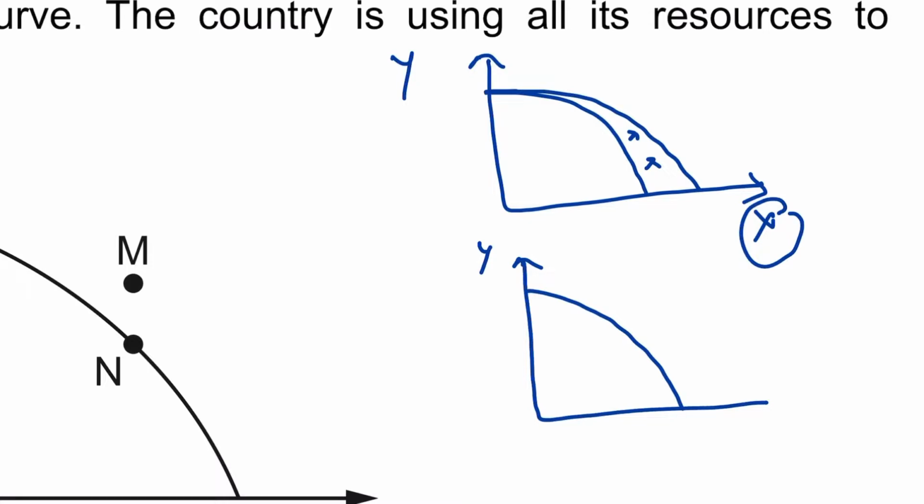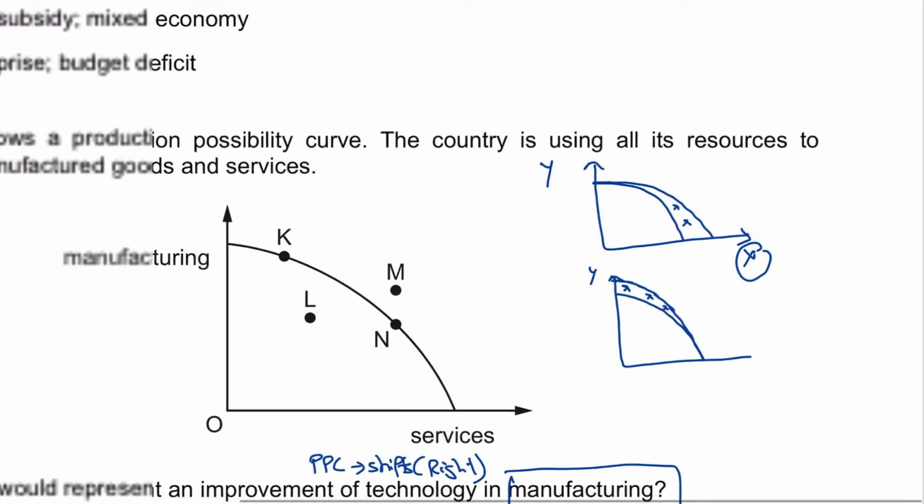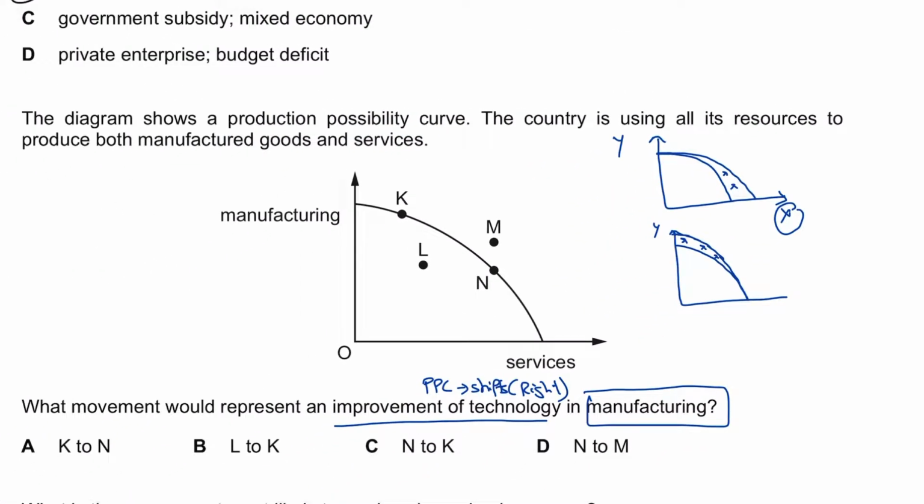In that case, the PPC will shift to the right, but not parallel; there would be a pivotal shift, and it would shift like this, which represents that the capacity to produce more of good y has been enhanced. The same is happening here: since technological advancement has taken place in the manufacturing sector, the capacity to produce more manufactured goods has increased, and in this case you will pivot the PPC outwards, right?